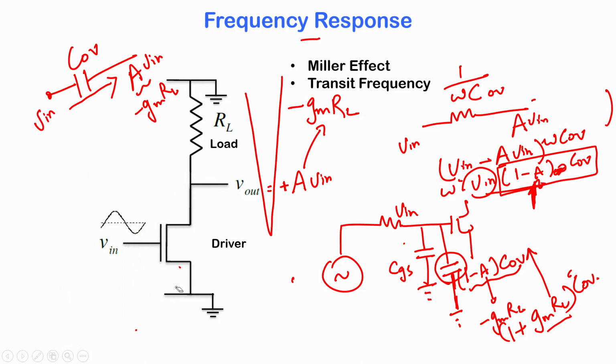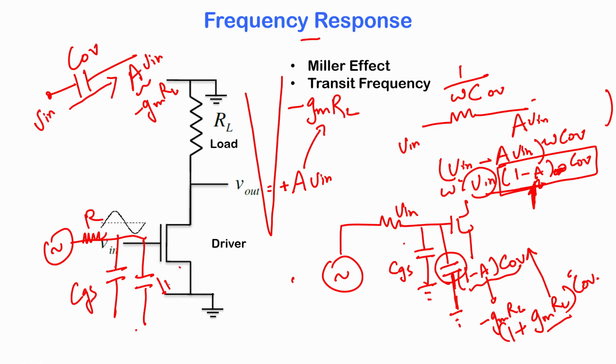So, it is as though your sensor is now driving two capacitors which are connected to ground. It has got some resistor here R, and there is the CGS, but there is also this (1 plus GMRL) into C overlap. And therefore, your total capacitance is now very large, and therefore, your RC time constant is very large, and therefore, the amplifier circuit will respond a little slower at high frequency. So, that is another problem.